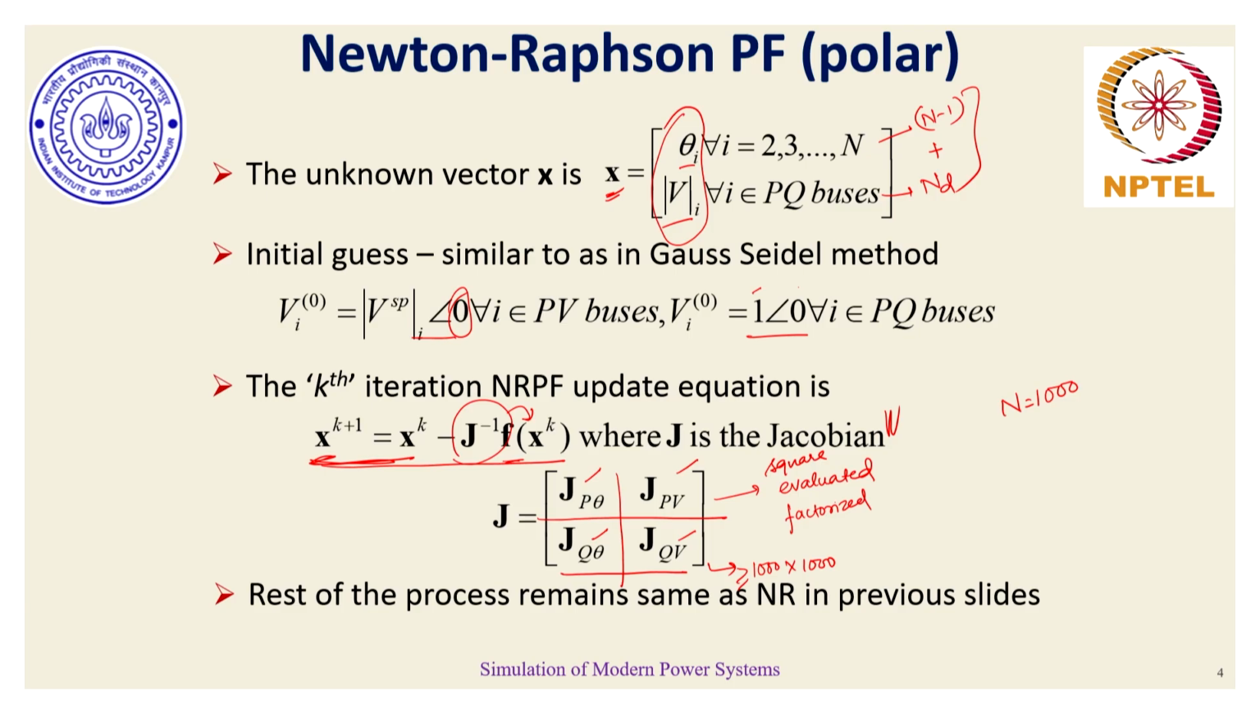So essentially the Jacobian would have close to 10 lakh elements, and you can imagine the evaluation of these 10 lakh elements as and when required, and then compiling them in the form of a square matrix and then factorizing this large Jacobian matrix.